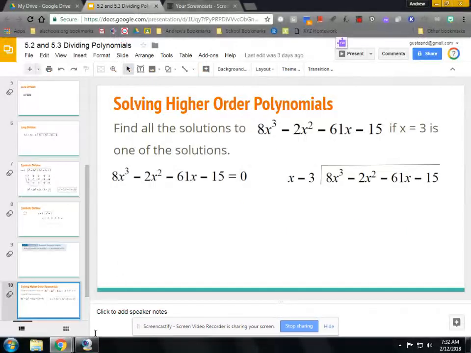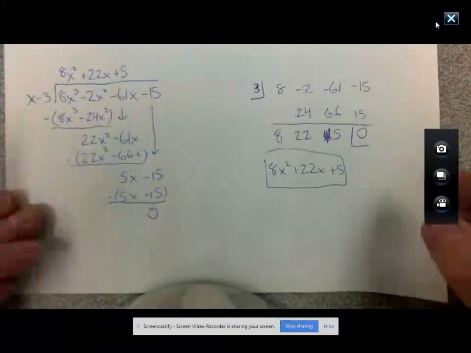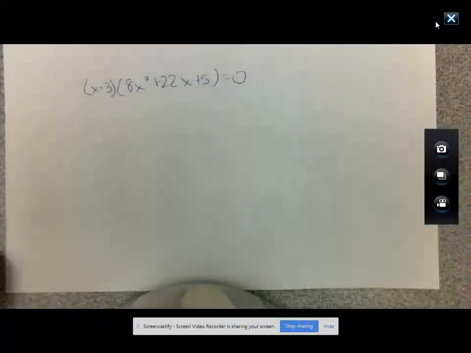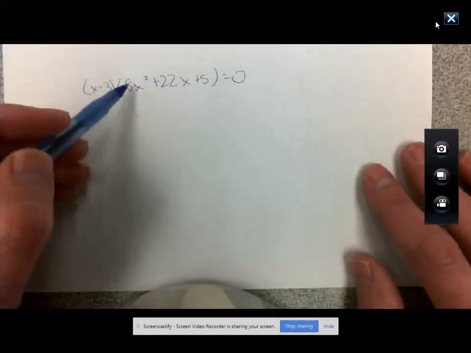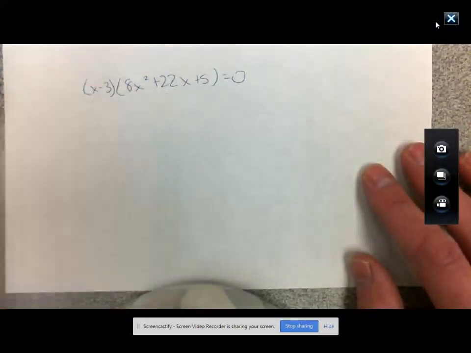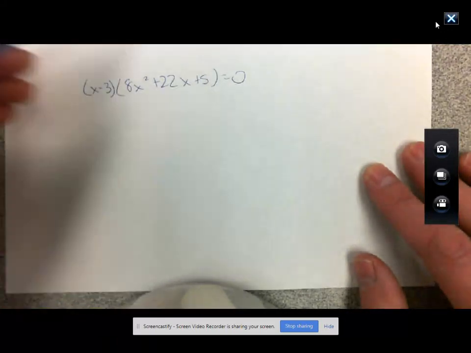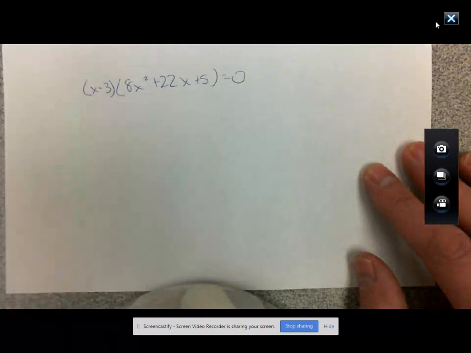All right, let's go back to the document camera then. We're not done. Okay, so we have this. There it is. What we just figured out. x minus 3 was one of the factors, and we factored it out and got this. So now we need to factor the quadratic. So I'm going to use the rainbow method, as I call it.